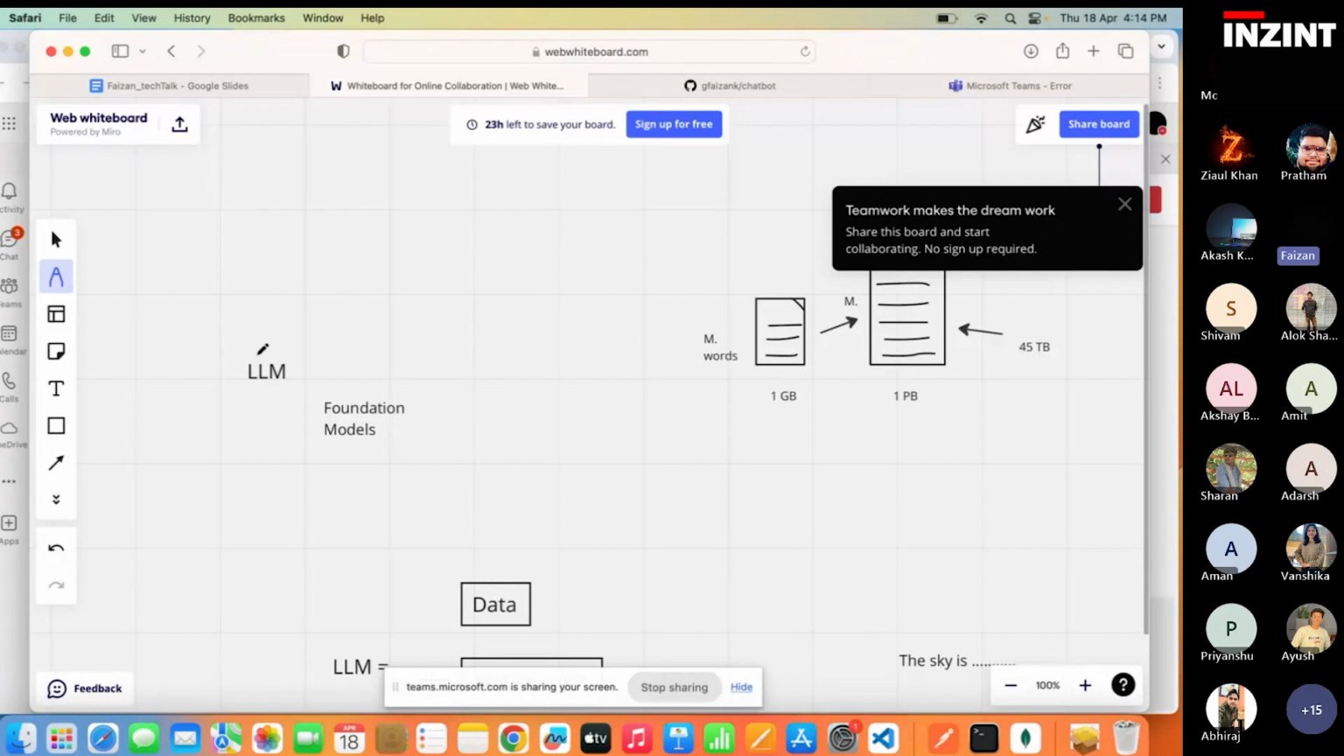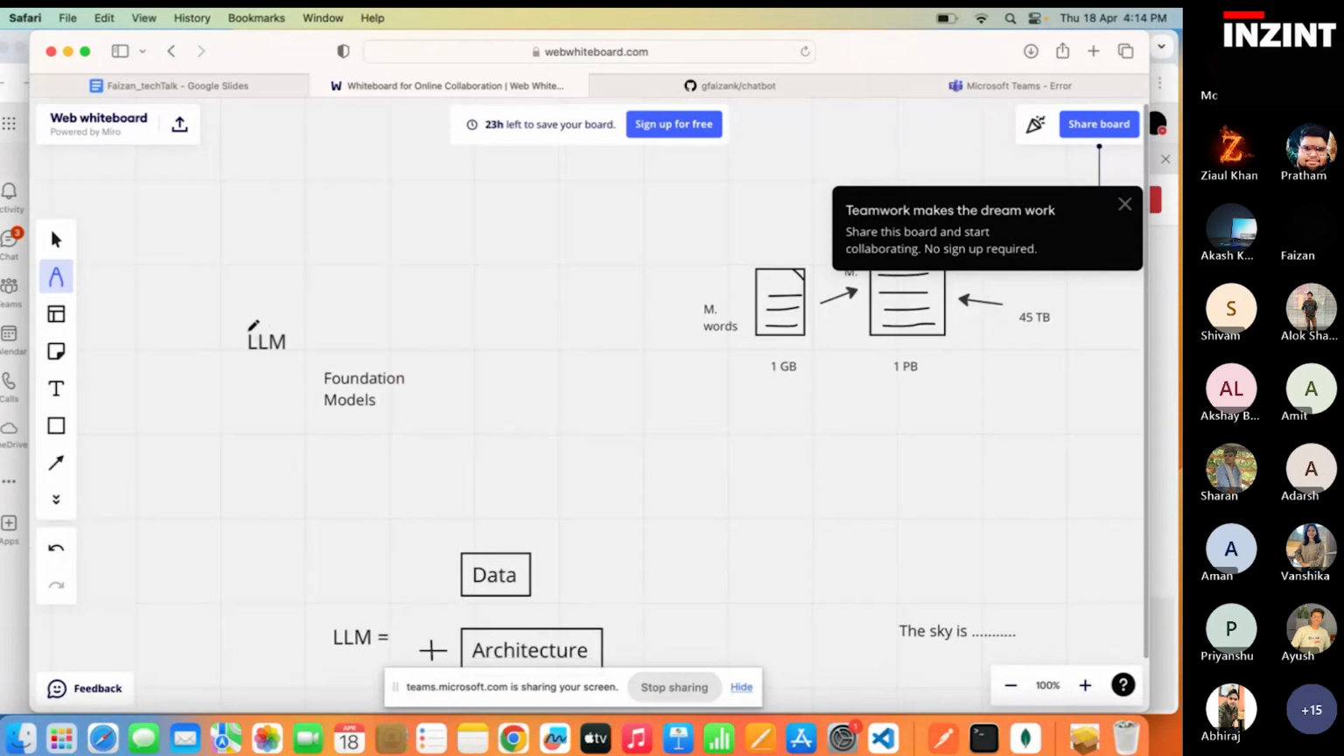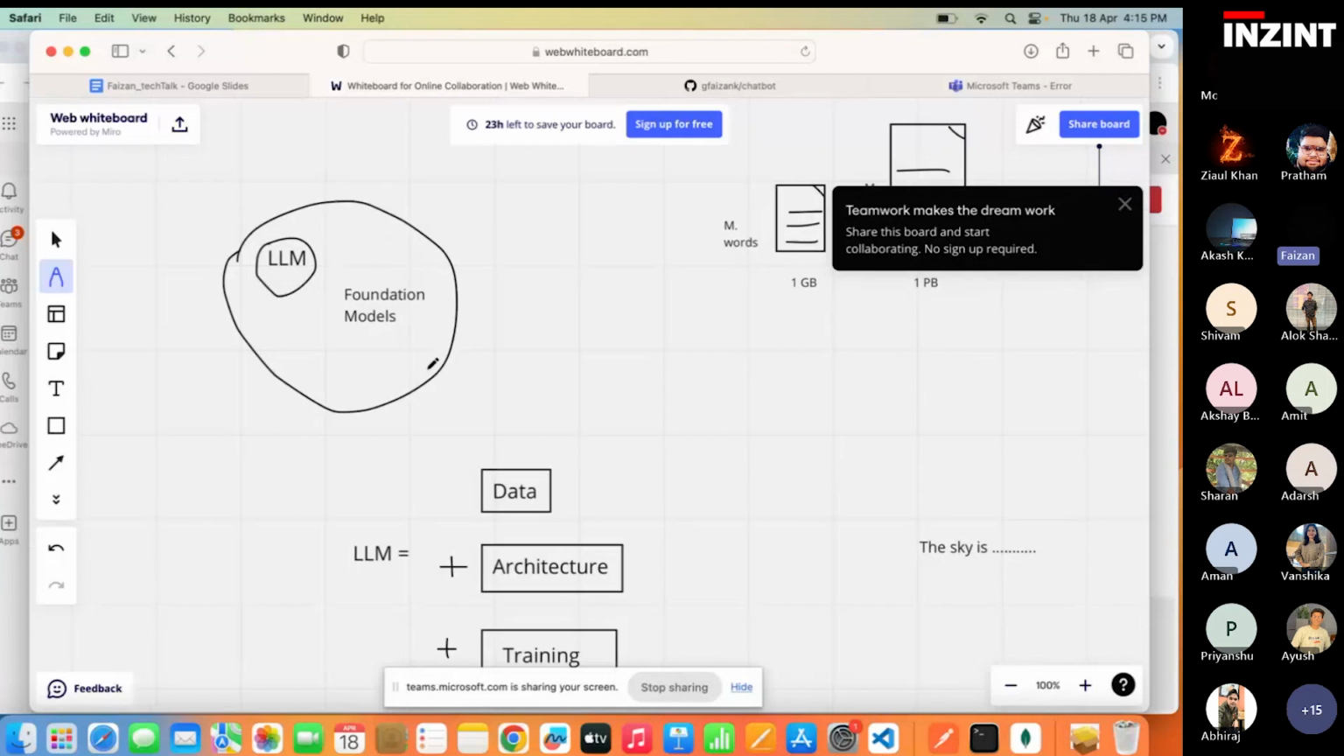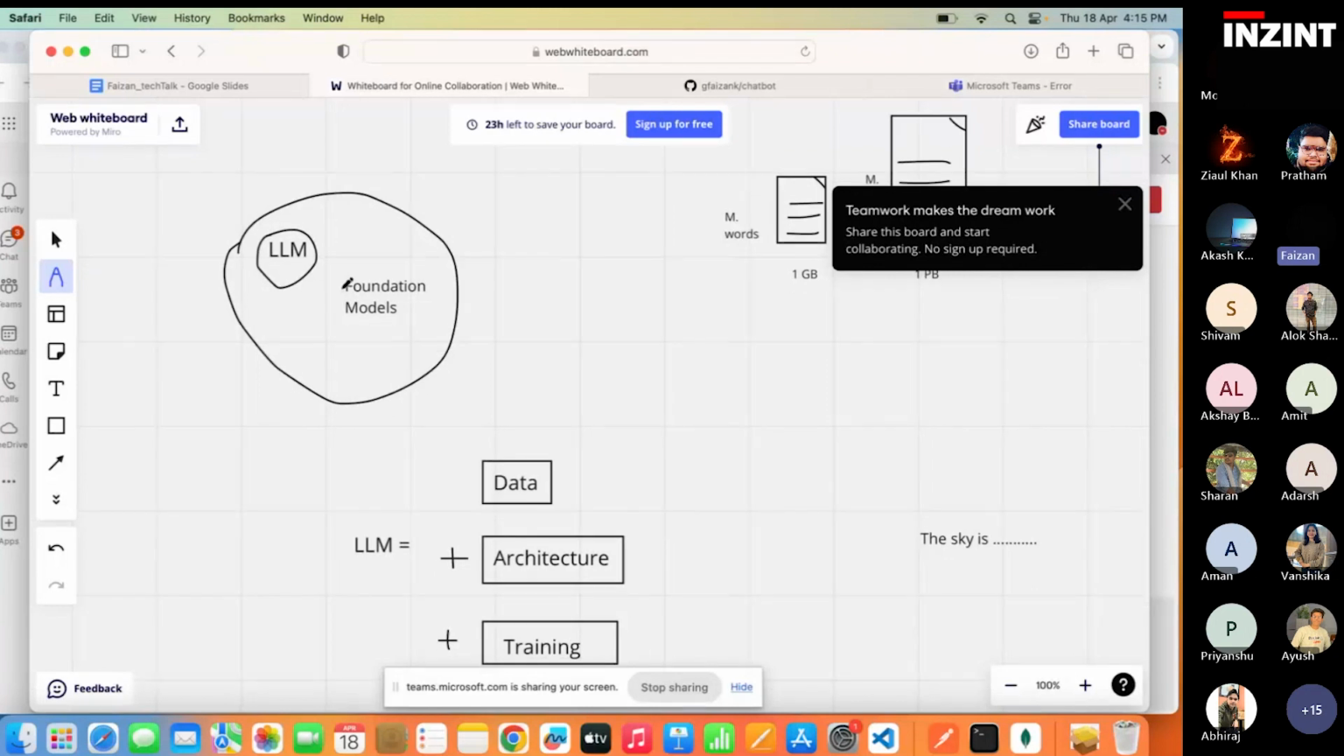Moving forward, what is an LLM? A large language model is an instance of something called a foundation model. Foundation models are pre-trained on large amounts of unlabeled and self-supervised data, meaning the model learns from patterns in the data. Large language models are instances of foundation models applied specifically to text and text-like things. Here I'm talking about things like code.